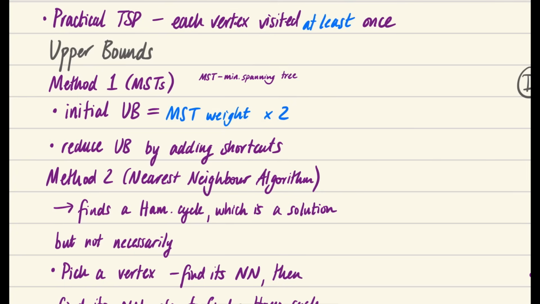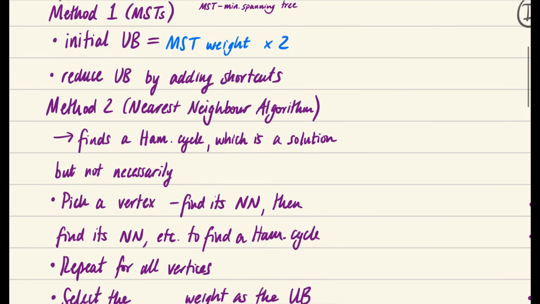So we can reduce this upper bound by adding in shortcuts that might save us some time. And often, for those shortcuts, there's not really an algorithm. It's just about spotting where you could change something in your minimum spanning tree to be able to save some time or distance.